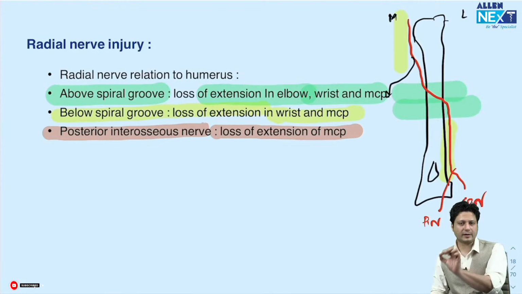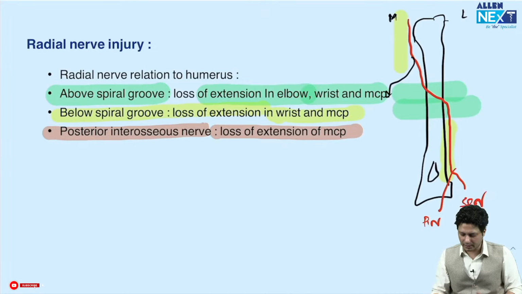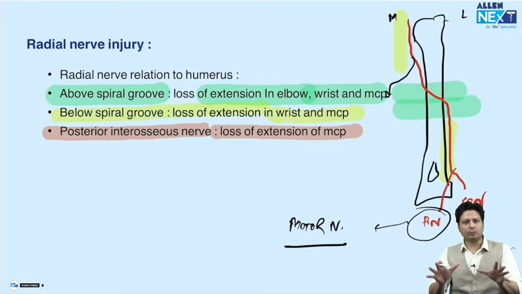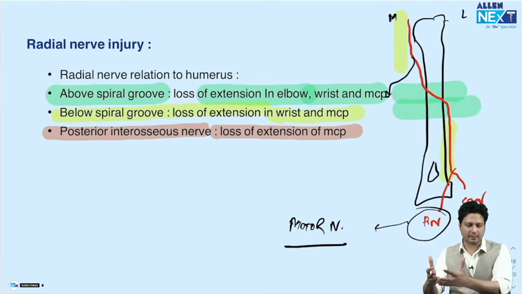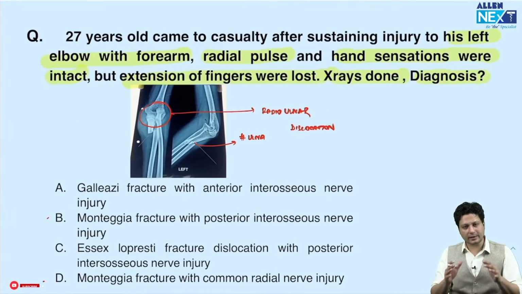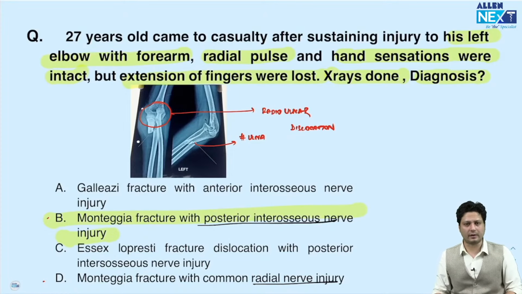Then what is the other difference between the posterior interosseous nerve injury and the other common radial nerve injury? The posterior interosseous nerve is a pure motor nerve. It is a pure motor nerve. It has no sensory inputs, and when the nerve does not have any sensory supply, there is going to be no sensory loss. So if you go back to the question, if it is a Monteggia fracture dislocation, whether associated with a radial nerve injury or a posterior interosseous nerve injury, then the answer is the posterior interosseous nerve injury.